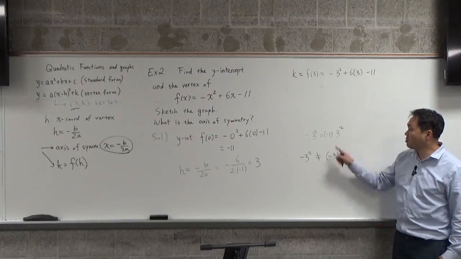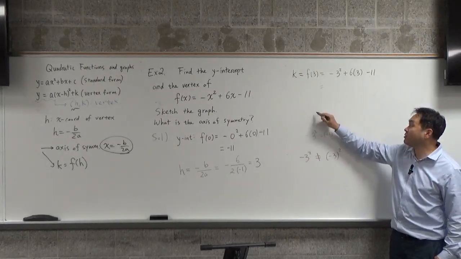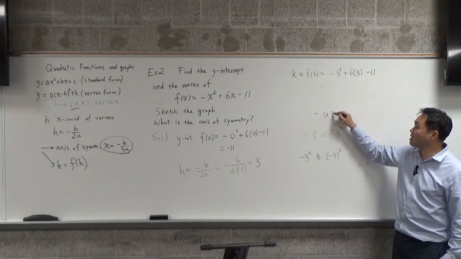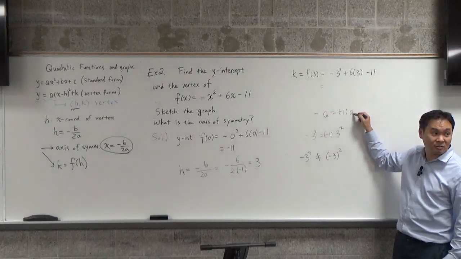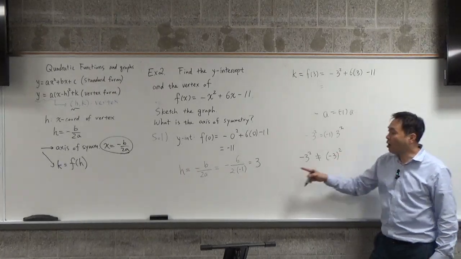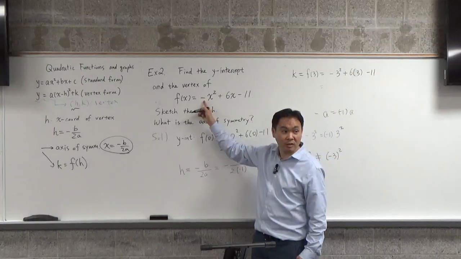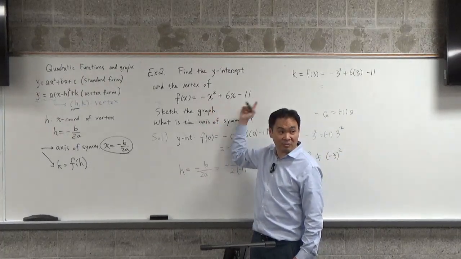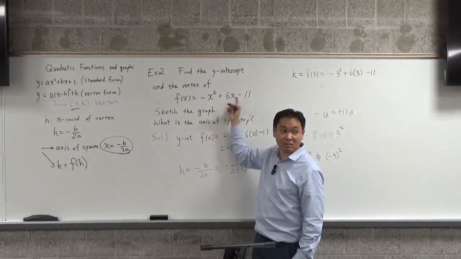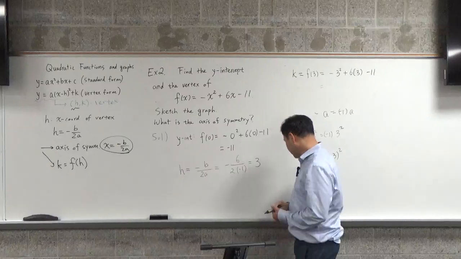Where do I get this negative 1? I'm just rewriting the negative. The negative of any number is the same as negative 1 times that number, right? That negative 1 is from this negative 1. When you have a, b, c, a is negative 1, b is 6, and c is negative 11. Okay.